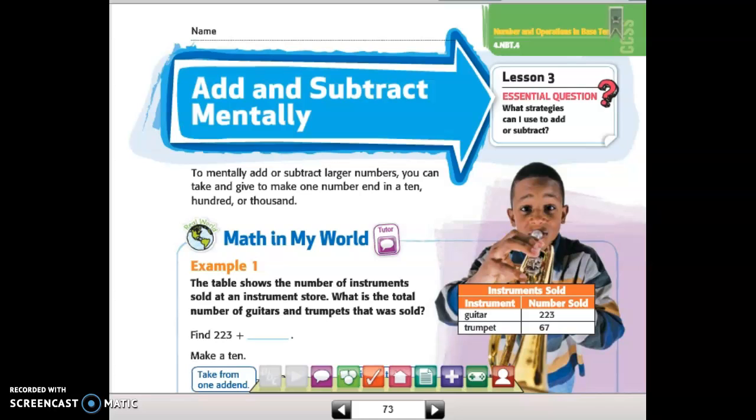Okay, we're here at Chapter 2, Lesson 3. Our essential question is, what strategies can I use to add or subtract? And today we're focusing on adding and subtracting mentally.